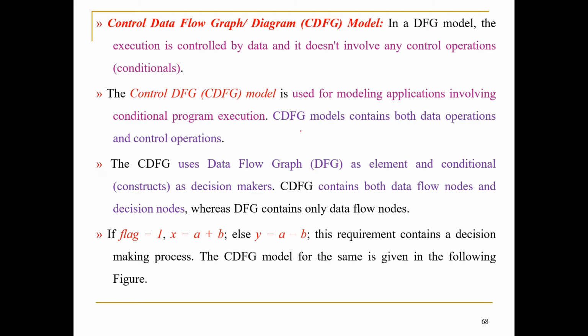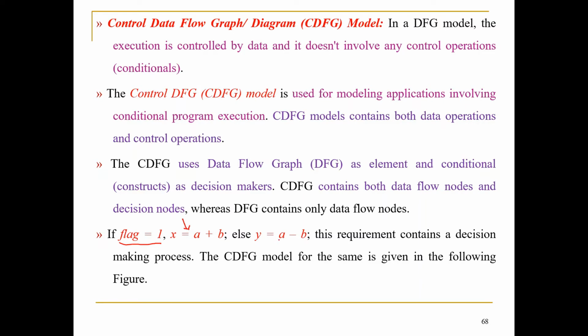Sir, how does the condition look like? The condition looks like this. If flag is equal to 1, then you go with the process: x is equal to a plus b and y is equal to a minus b. Suppose if flag is equal to 1, then this instruction gets executed. Suppose if flag is equal to 0, the second condition gets executed.